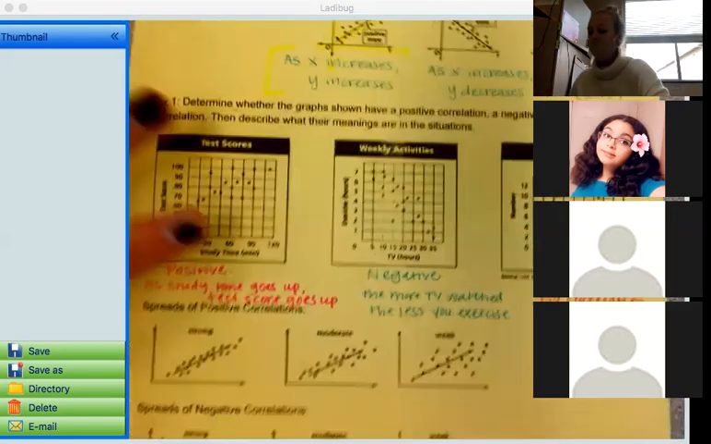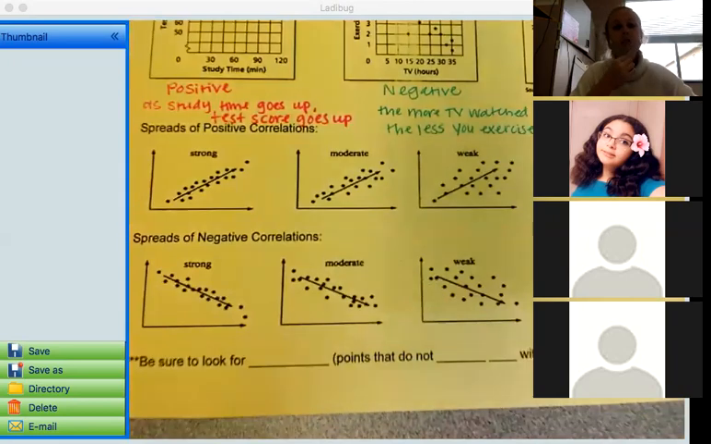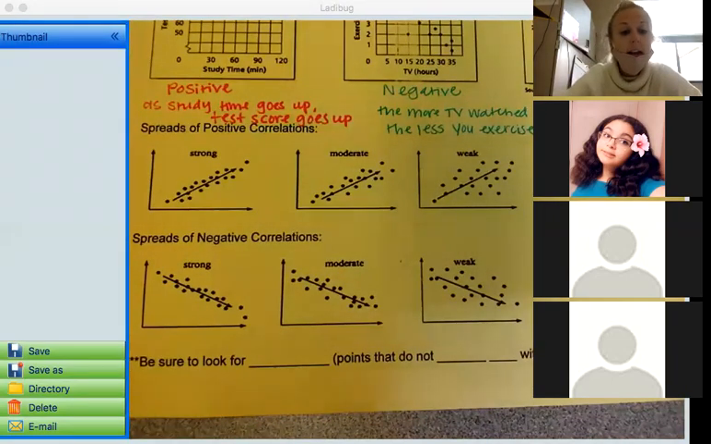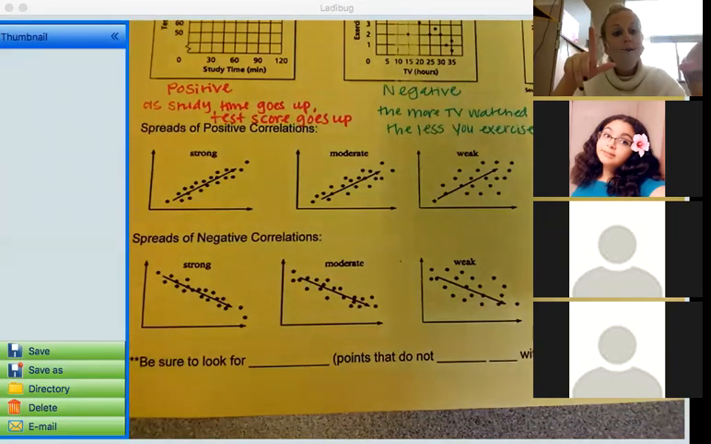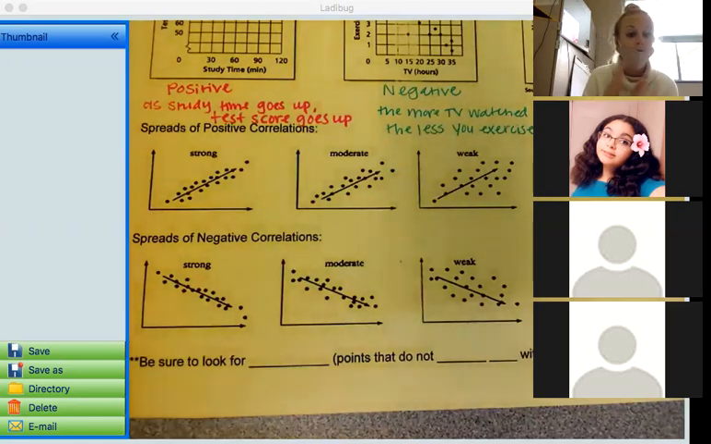Okay, so here's the last thing we got to talk about. Spreads of correlations. Now, I need y'all to understand this right here. It doesn't matter if it's positive or negative. To tell how strong it is, you are looking at how tight the points are to the line.